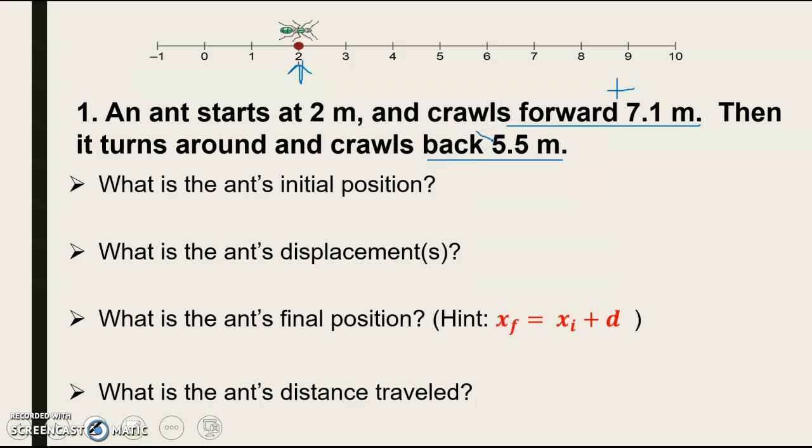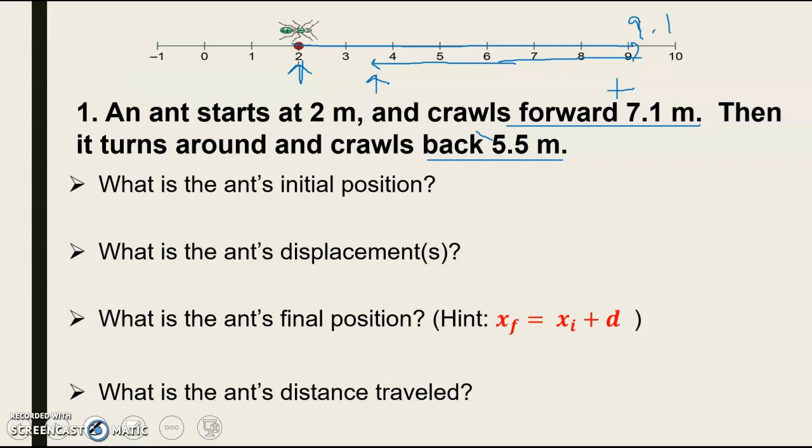All right, so first, if you're a visual person like I am, I like to draw on my number line a picture of what's actually happening. So the ant starts at the 2 meter mark, and then it goes forward 7.1 meters. If you add 2 and 7.1, it has now reached the 9.1 meter mark. Then it crawls backwards 5.5. It's going to bring us back all the way to 3.6, so about right here.